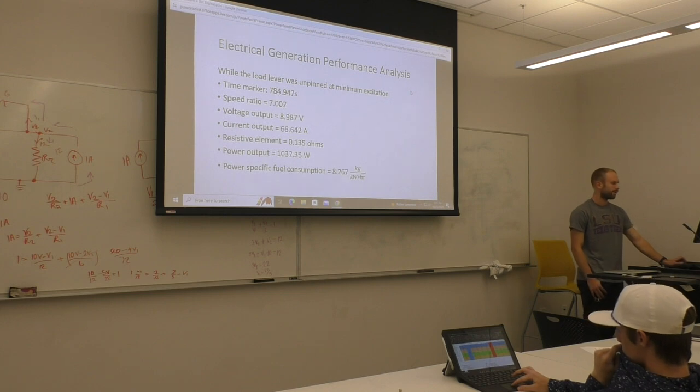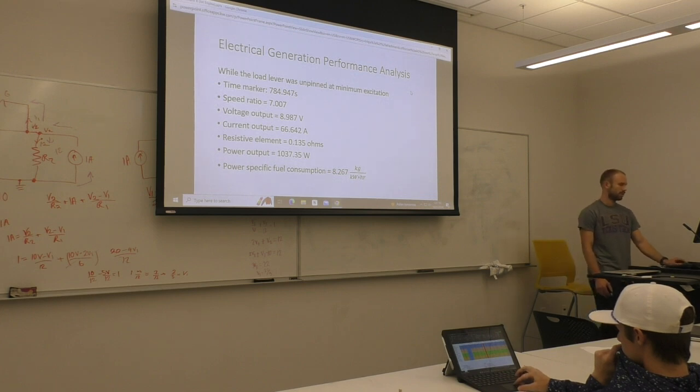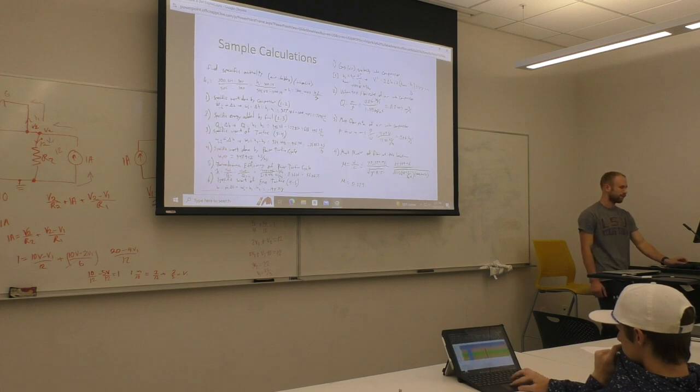per kilowatt hour. And while the load lever was unpinned at minimum excitation, the speed ratio was roughly 7, the voltage was 8.9, the current was 6.6 amps, or 66.6 amps. The resistive element was 0.135 ohms. The power output was 1,037 watts, and the power specific fuel consumption was 8.267 kilograms per kilowatt hour.